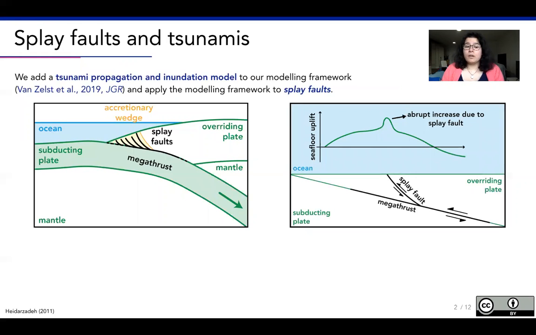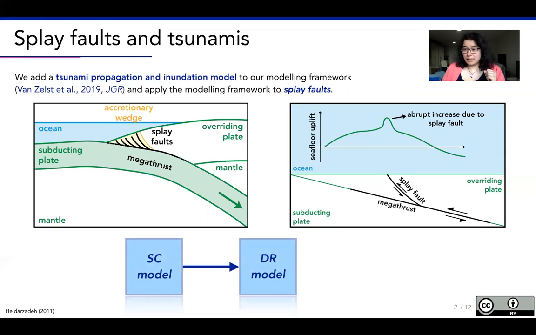So what we are going to do is build on the work that we have done before in Van Zelst et al. 2019 in JGR. And we're going to add a tsunami propagation and inundation model to our modeling framework there and apply it to splay faults. So what exactly was the modeling framework that we had? Well, we had a geodynamic seismic cycle model, which we abbreviate as SC in this presentation. And we're going to use the output of this SC model for one particular event and use it as input for the dynamic rupture model, which is abbreviated by DR in this presentation.